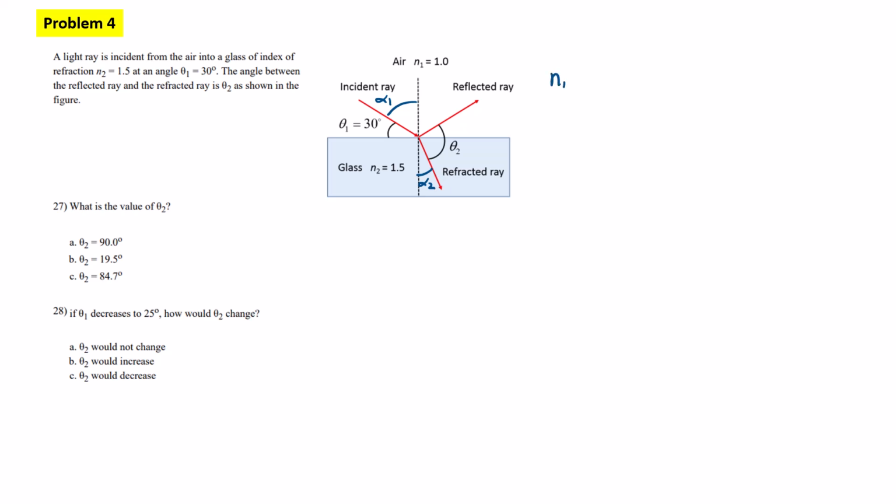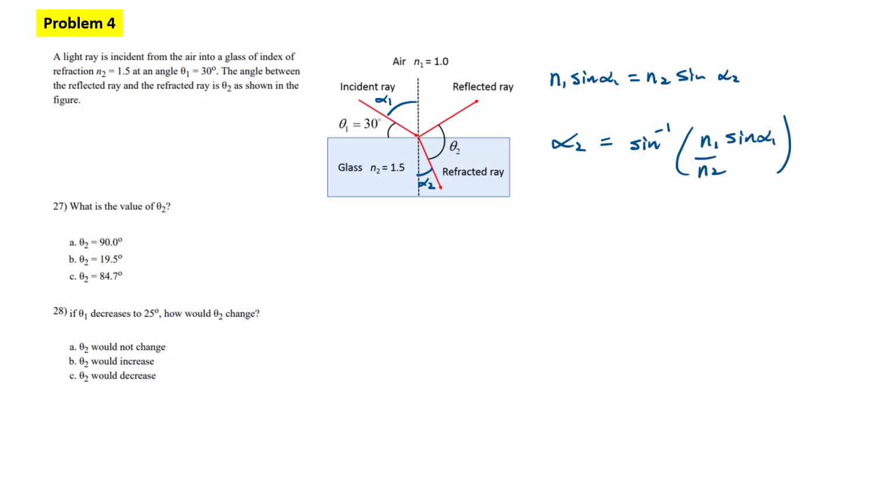So we're going to have n1 sine of alpha 1 equals n2 sine of alpha 2. Let's start by solving what is alpha 2. I have the inverse sine. I bring n2 down at the bottom. I get n1 sine of alpha 1 over n2.